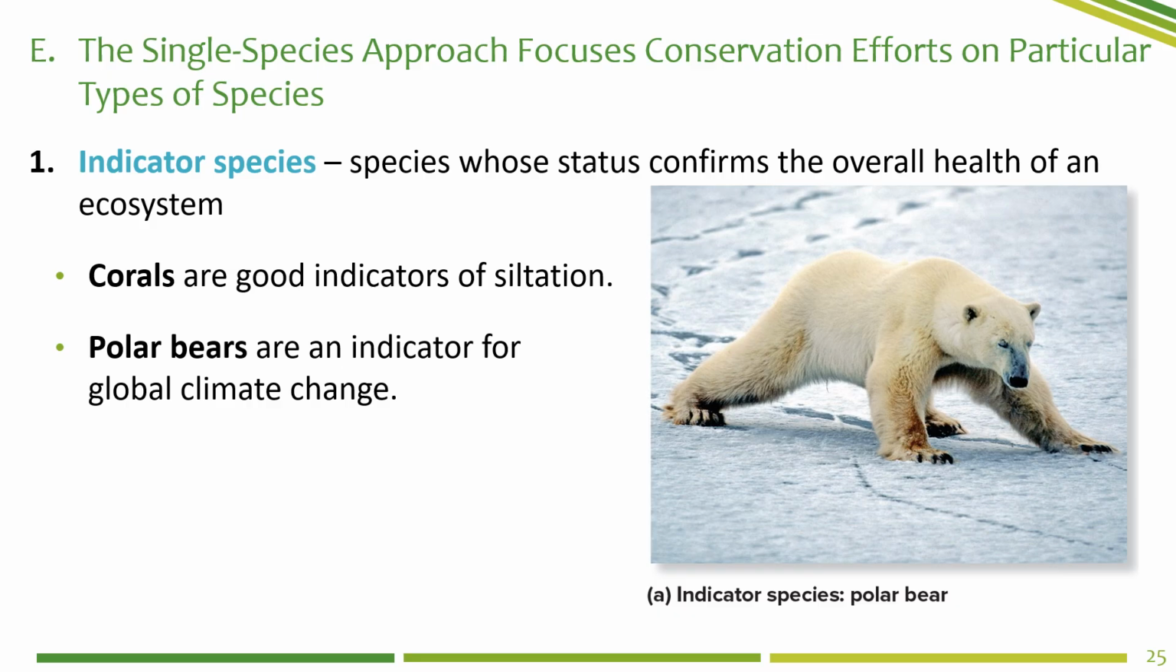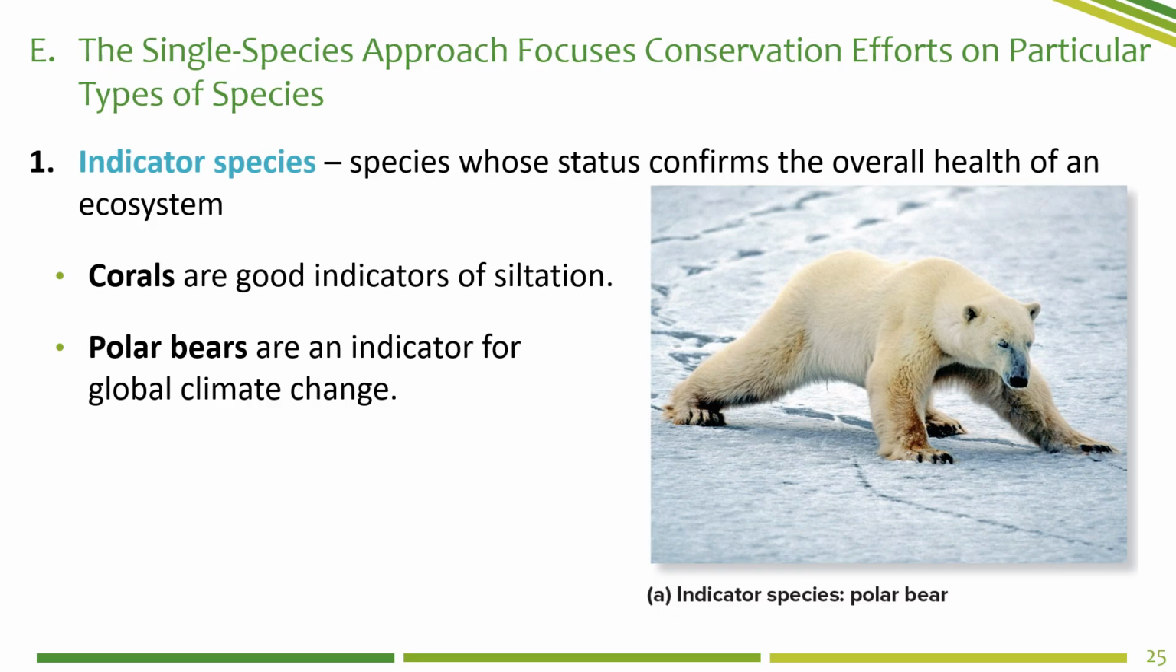So an indicator species is a species whose status can indicate the overall health of an ecosystem. So they might be a particularly vulnerable species, so they might be the first one to be affected when health of the ecosystem starts to deteriorate. And so for this, if you focus on your indicator species, you can very easily monitor how your efforts in that environment are affecting that species.